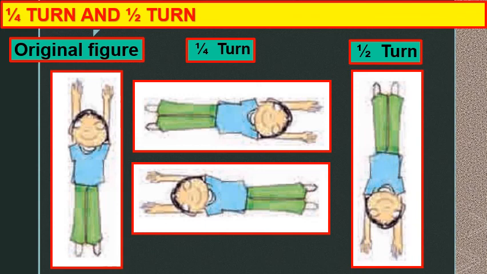The last figure is of a half turn. Here the boy's both hands are pointing downside. He is completely reversed with legs up and both the hands pointing down.